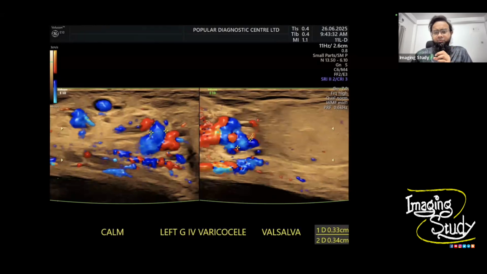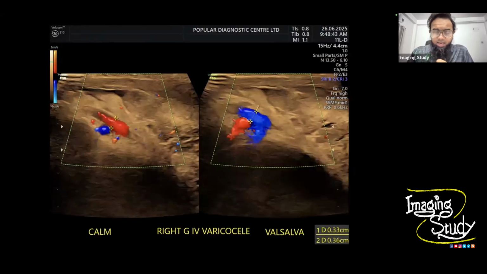So we took some measurements from different parts. This grading is from the Sarteschi classification. If you follow the Sarteschi classification, or search it on Google, you can just get them. On quiet respiration, it was dilated more than 3 millimeter. In supine position, we did the Valsalva and saw the reflux. So this is grade 4 varicocele. Okay, and on the right side, there was also grade 4 varicocele. So on both sides, the patient was having some varicocele.